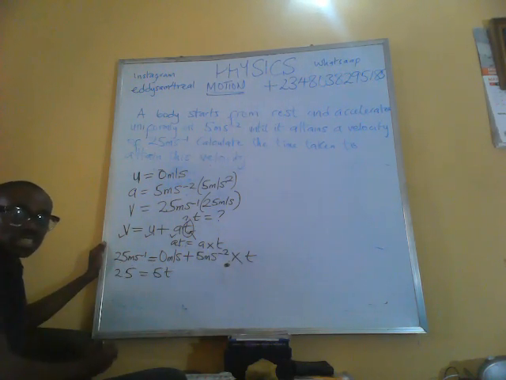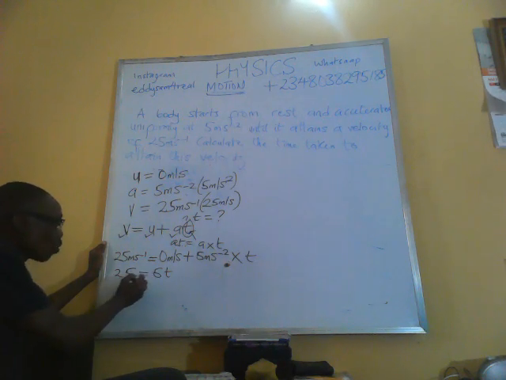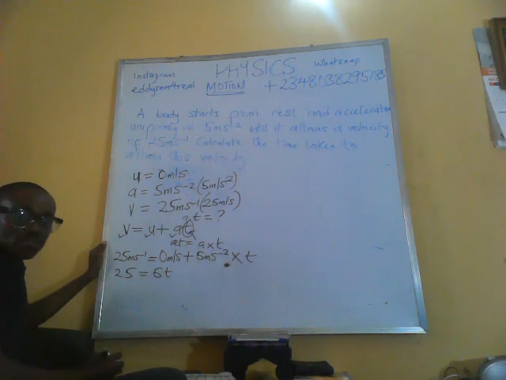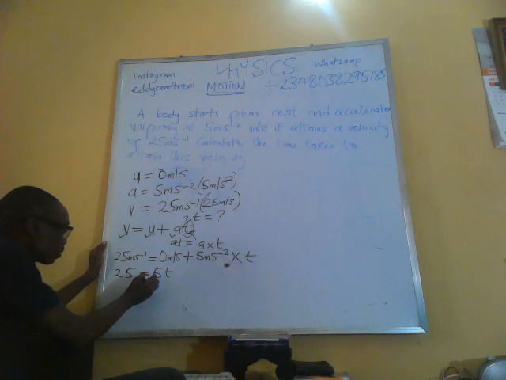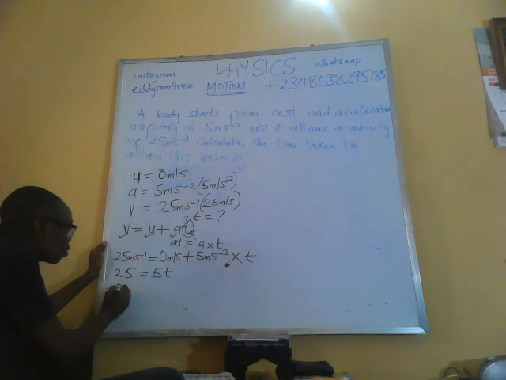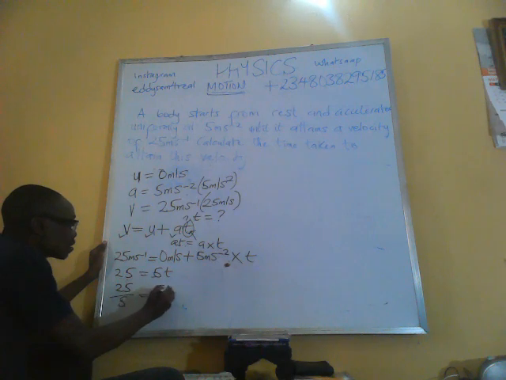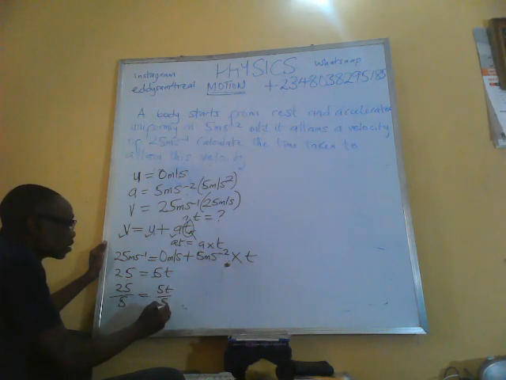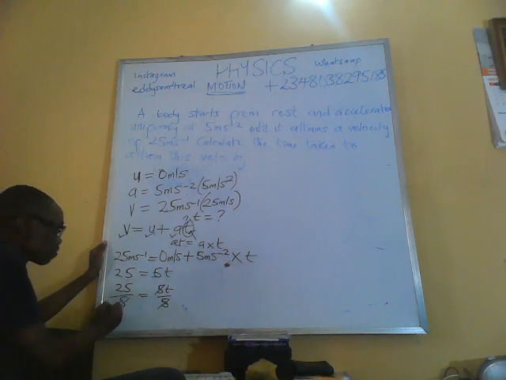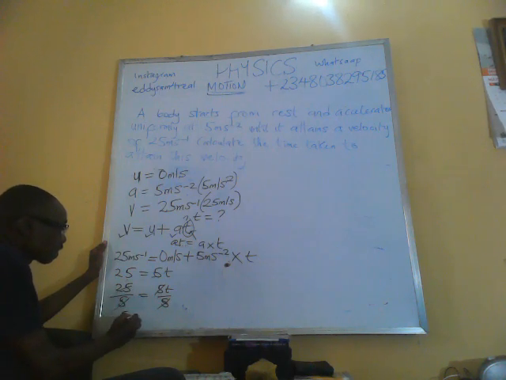So we now solve for T. Divide both sides by 5. That is going to give you 25 divided by 5 equals 5T divided by 5. 5 divided by 5 cancels out, and 25 divided by 5 is 5. So T is equal to what? 5 seconds.